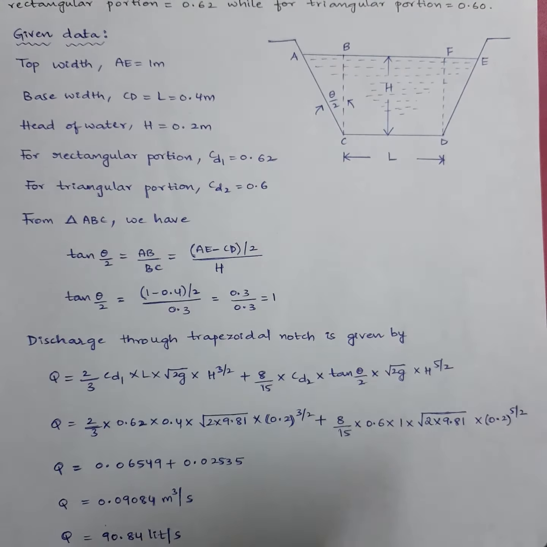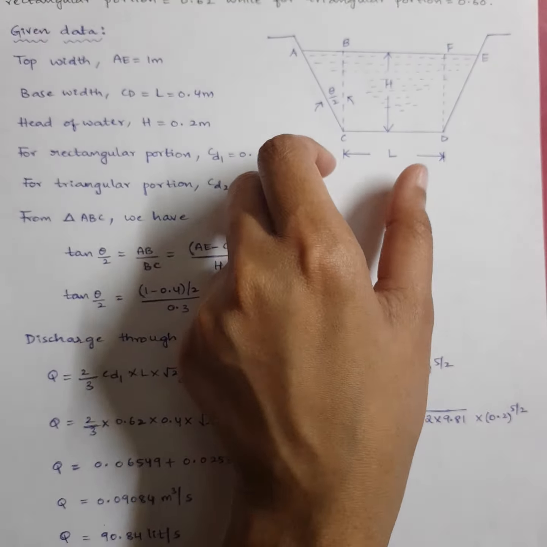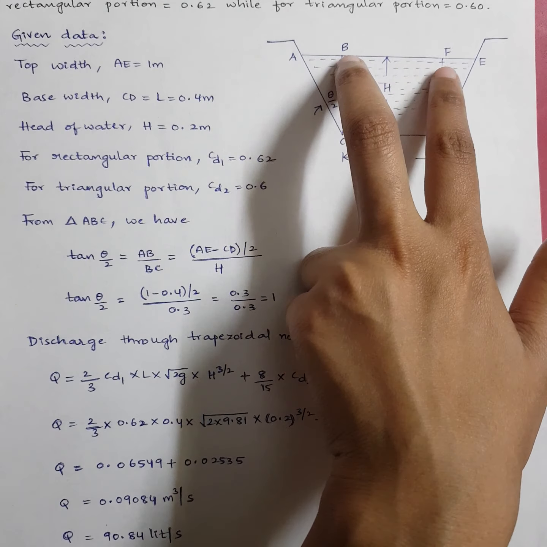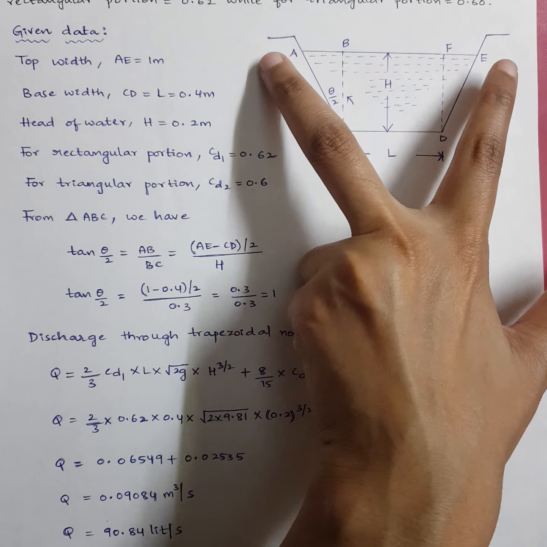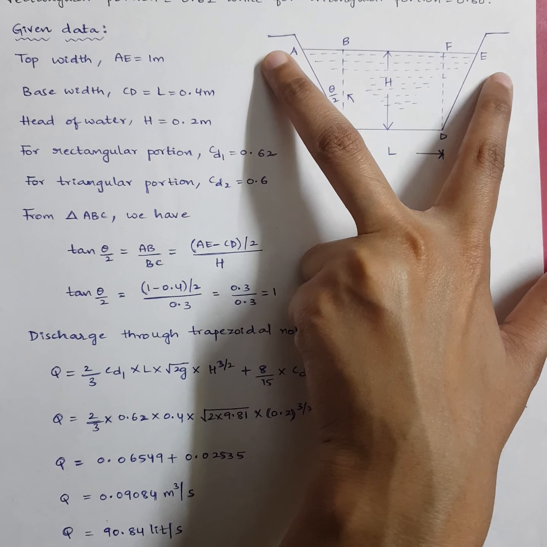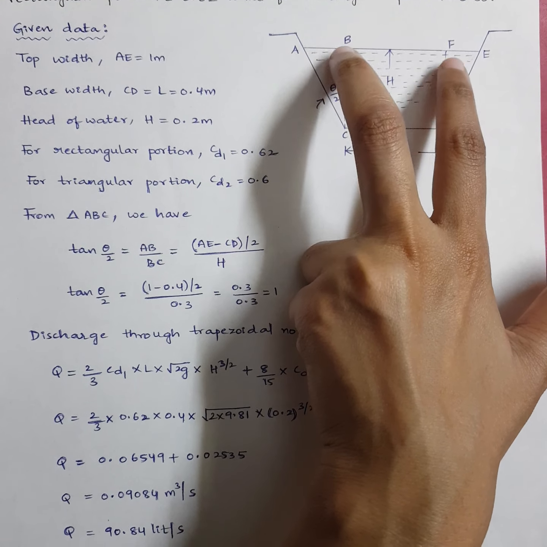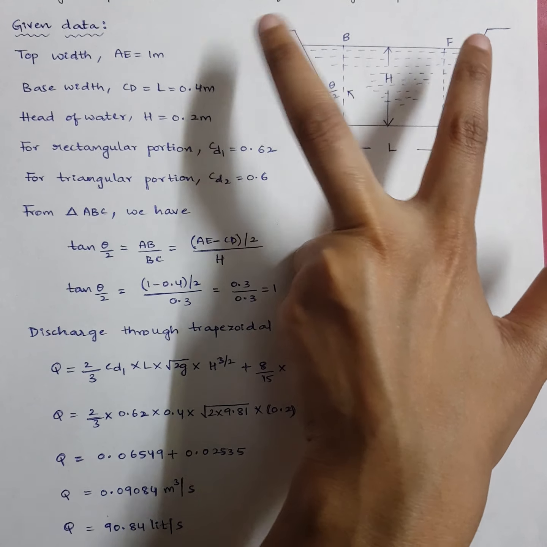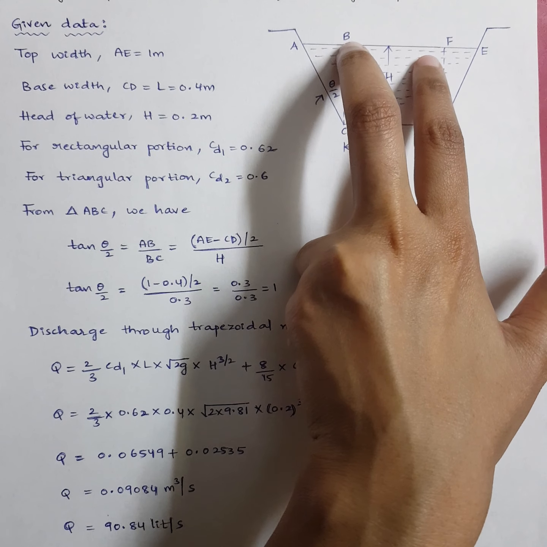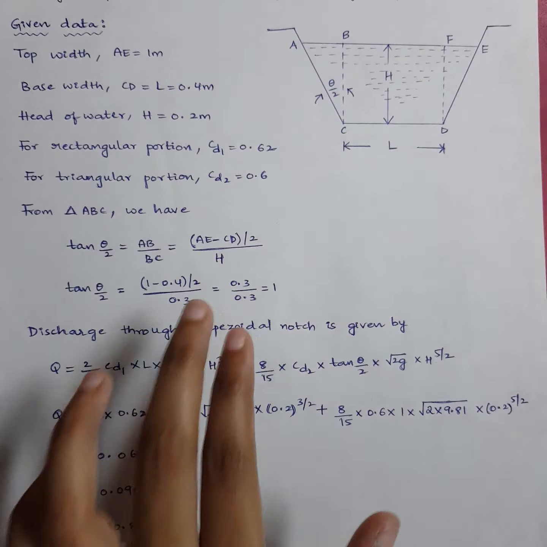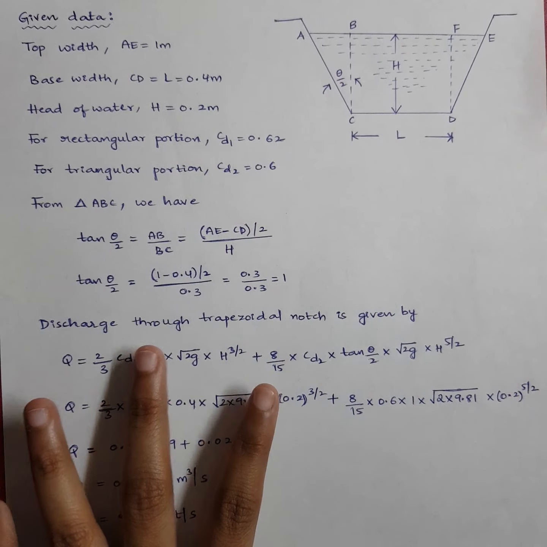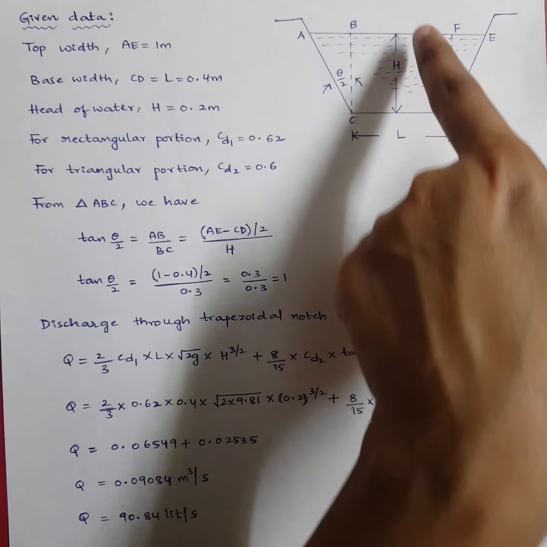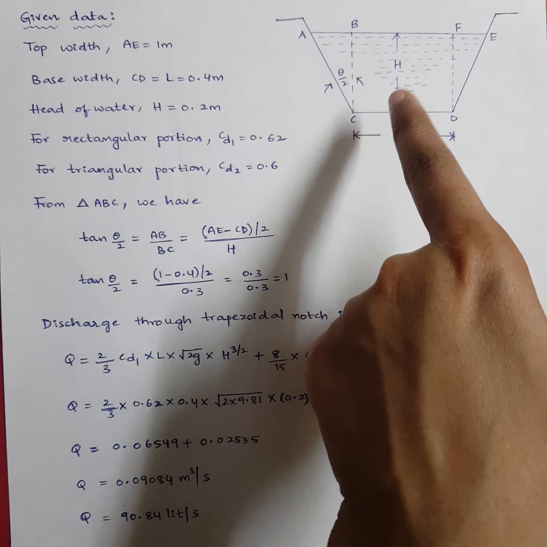You may ask why we are dividing by 2. I already told you CD and BF are equal, right? So BF is also equal to 0.4 meters. What is the complete top width? 1 meter. In this complete 1 meter, when BF is 0.4 meters, how much would AB and FE be? This complete value minus this, divided by 2, since we have two halves. That's what I have written here. So it is AE minus CD, divided by 2, by BC, the adjacent side. It's nothing but the head over the notch, capital H.